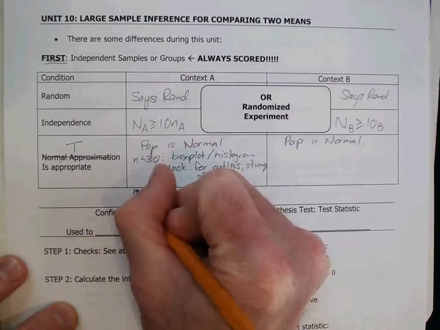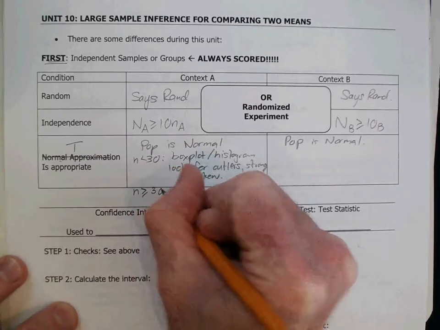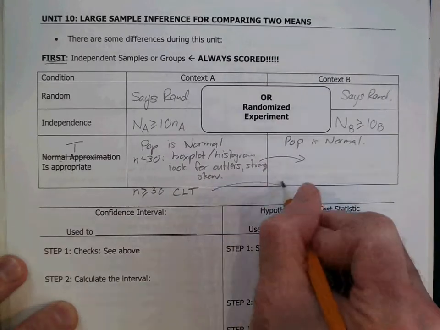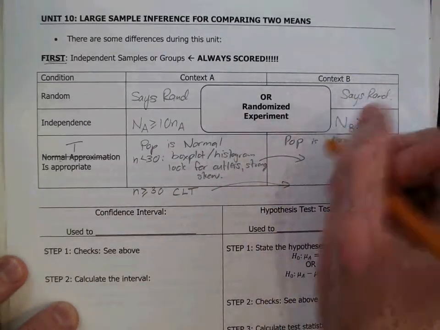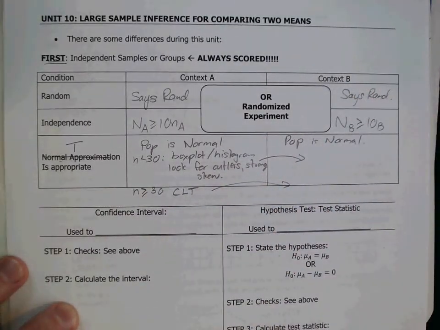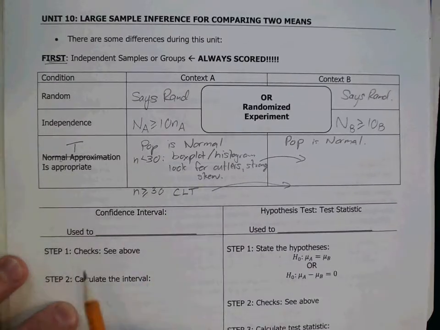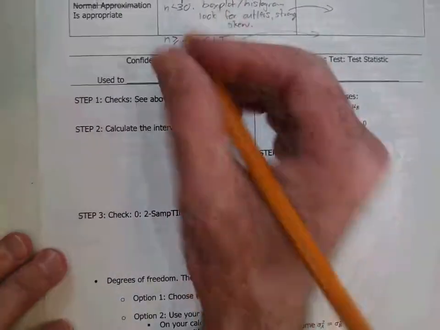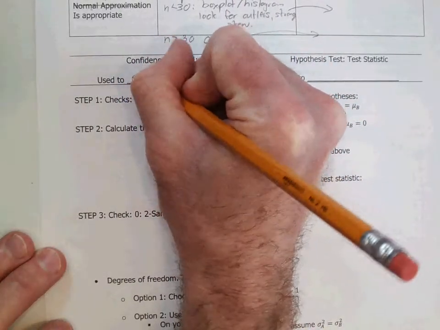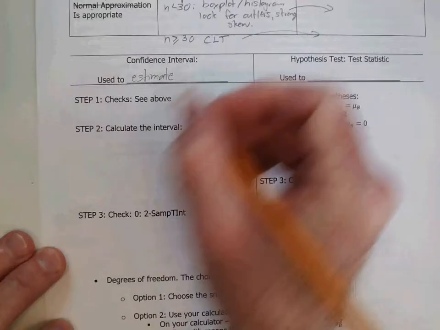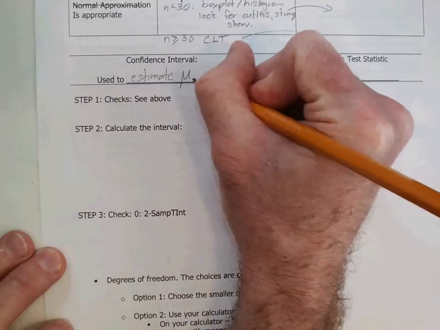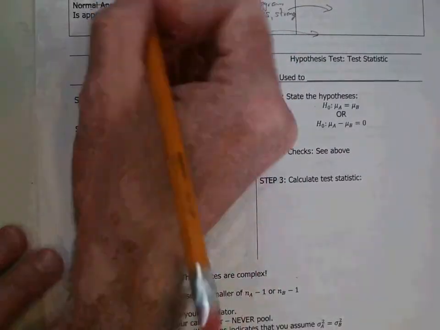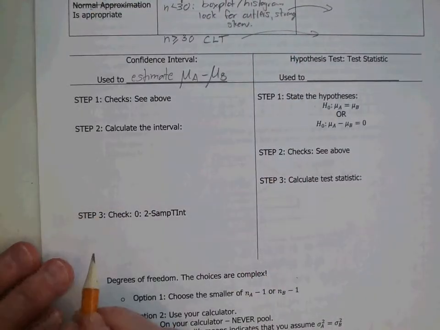And then if n is greater than or equal to 30, you have the central limit theorem. And just to save time, both of these apply also over here, but you would need to do the separate check in context B. So now the confidence interval. We are going to use the confidence interval to estimate, that's the key word with confidence intervals, the mean in context A minus the mean in context B. The checks are above. Calculate the interval.